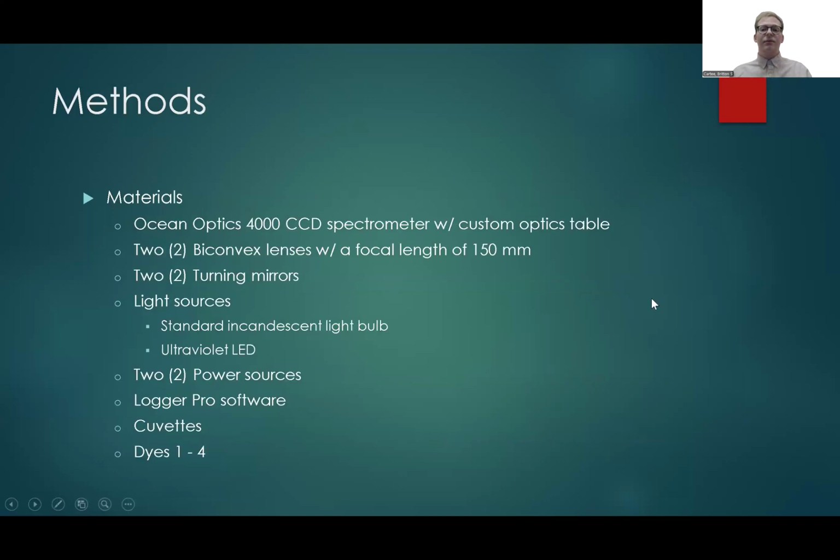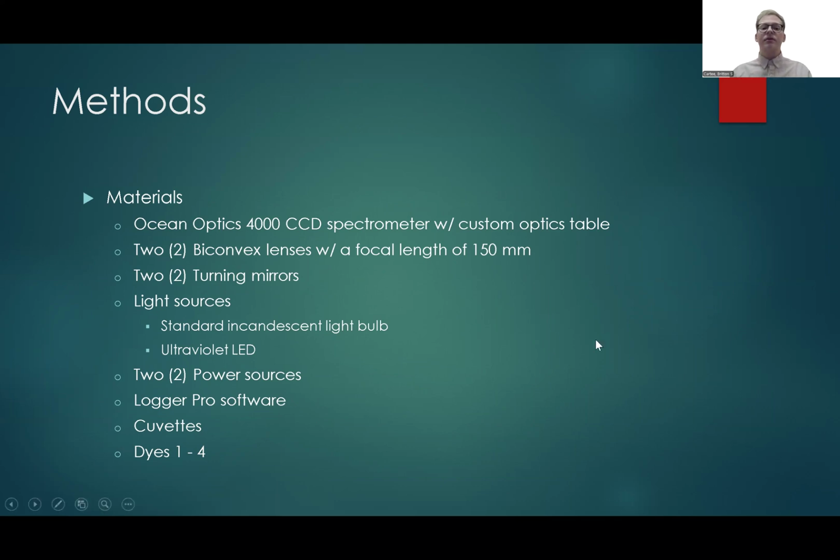Now, the methods for doing this, we're going over the materials real quick. So we're using an Ocean Optics 4000 CCD spectrometer with a custom optics table, 2 biconvex lenses with a focal length of 150 millimeters, 2 turning mirrors, and light sources, which is a combination of a standard incandescent light bulb and an ultraviolet LED to fill in for the areas of the UV visual spectrum that aren't covered by the incandescent light bulb. These are each powered by their own separate power source.